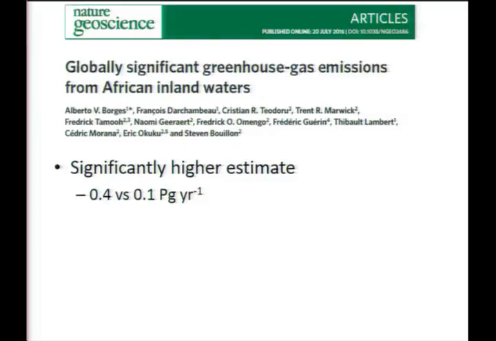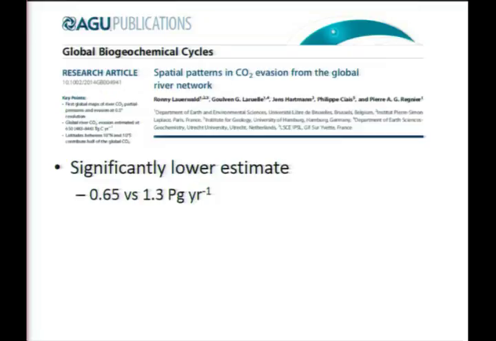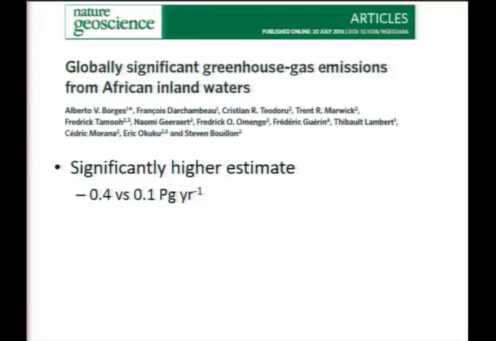However, even more recently, a paper out of Alberto Borges' group, where they've had some significant campaigns in sub-Saharan Africa, with direct measurements of CO2 and k, they get an estimate of 0.4 for this region alone, where we had it at 0.1. So 4 times larger than us, and a significant fraction of this 0.6, not leaving much space for the rest of the inland waters to evade CO2.